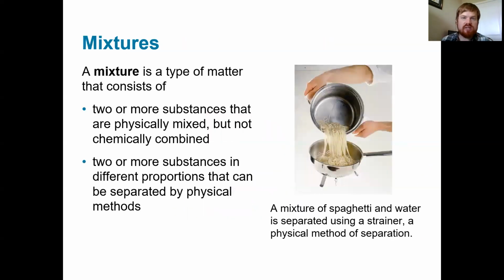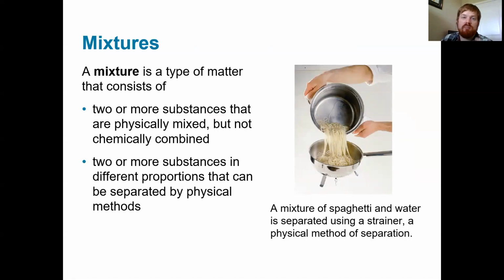Okay, next up, mixtures. Now, this should be pretty familiar to you. A mixture is any type of matter that has 2 or more substances that are physically mixed, but not chemically combined. For an example here, if you have spaghetti, you're boiling pasta, right? The pasta water has a bunch of different components in it. Not only do you have the water, you have the pasta noodles themselves, what they're made out of, then any of the starch that dissolves in the water, that's also another part of the mixture. So you see that, it's made up of more things.